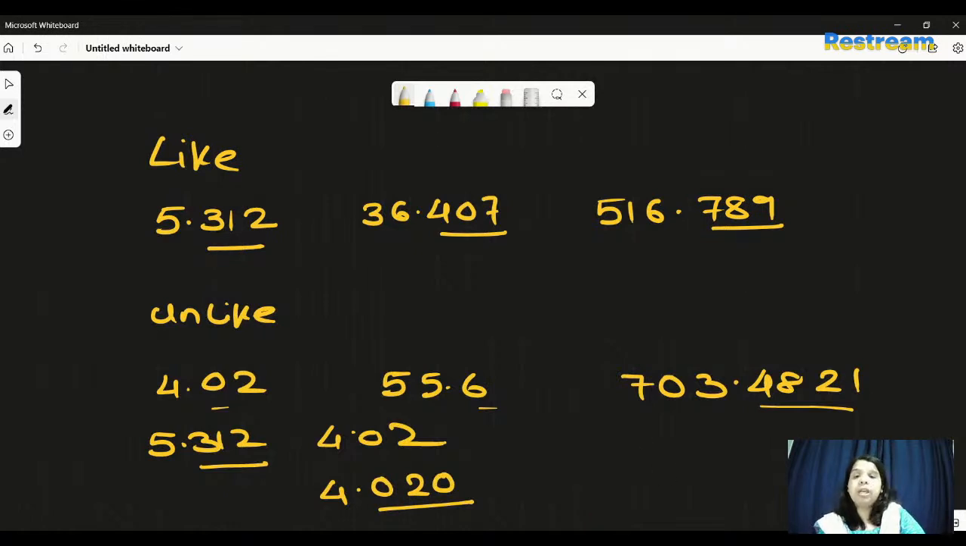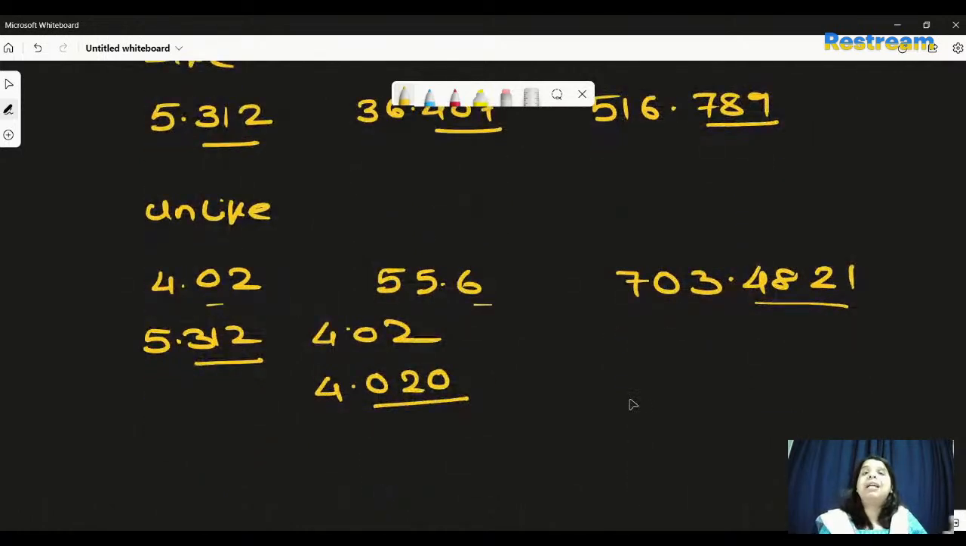Now, converting unlike decimals into like decimals is important, because when we are doing our addition and subtraction, we need the same number of digits after the decimal place to make it easier for us to add or subtract. Before we start with decimal addition and subtraction, we are quickly going to revise our normal whole number addition and subtraction.